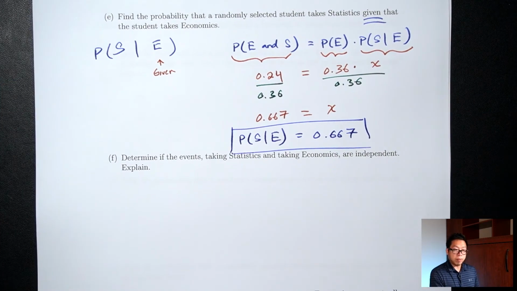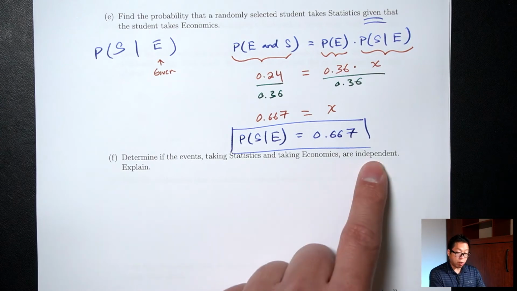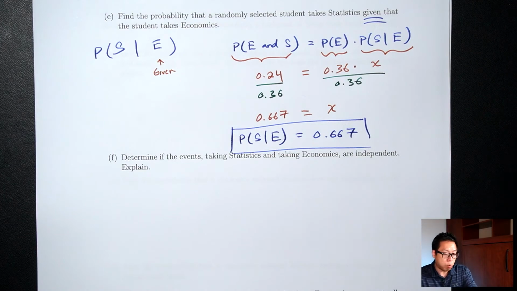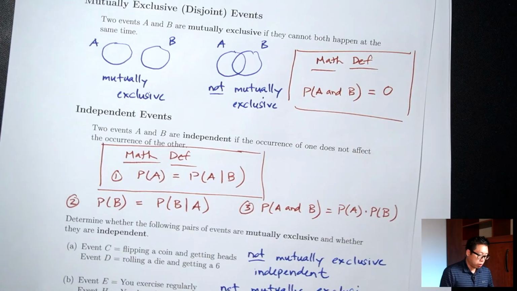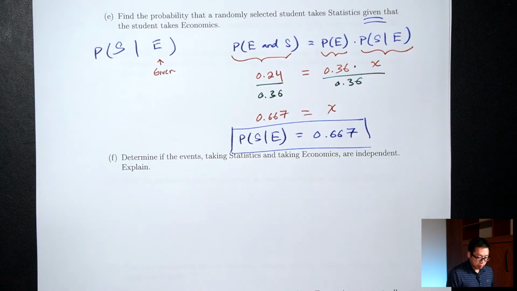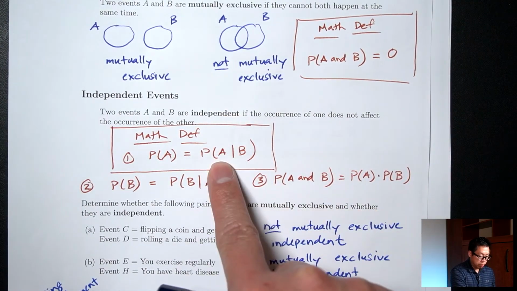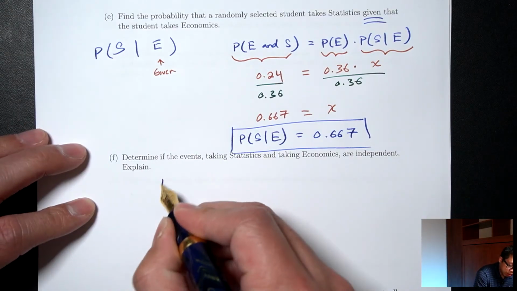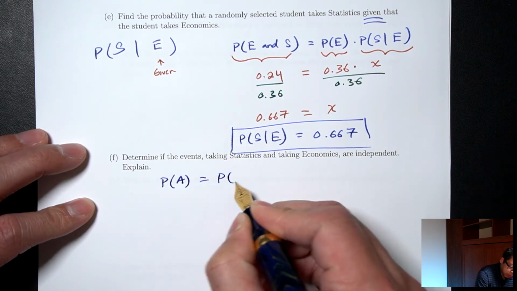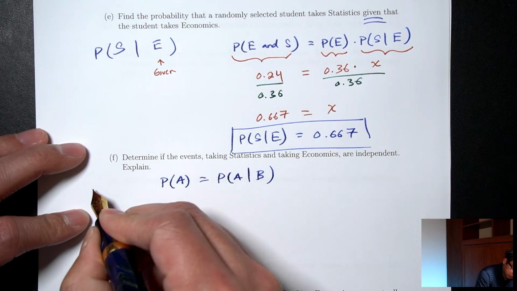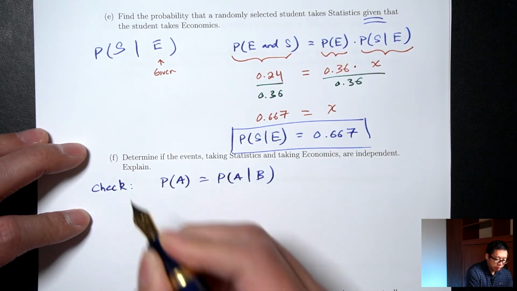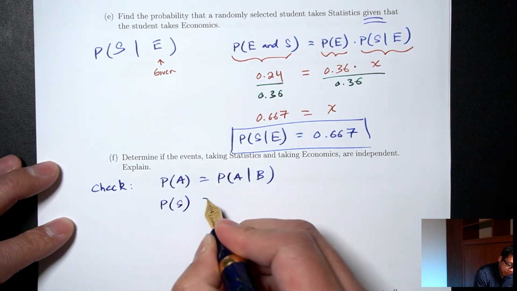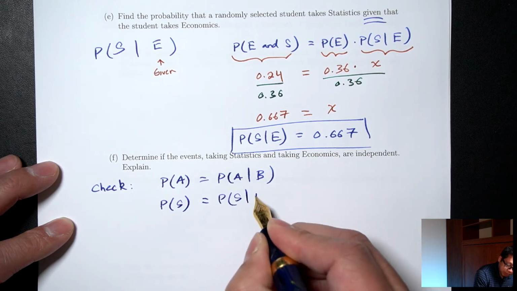F. Determine if the events taking statistics and taking economics are independent. So whenever I'm asking about independent or mutually exclusive, I want you to check one of the equations on the front page. So which one are we looking at? We're talking about independent. Independent would be this one. So probability of A equals probability of A given B. So that's what we're checking. In this problem, we're talking about S and E. So let me replace the A with S and the B with E.